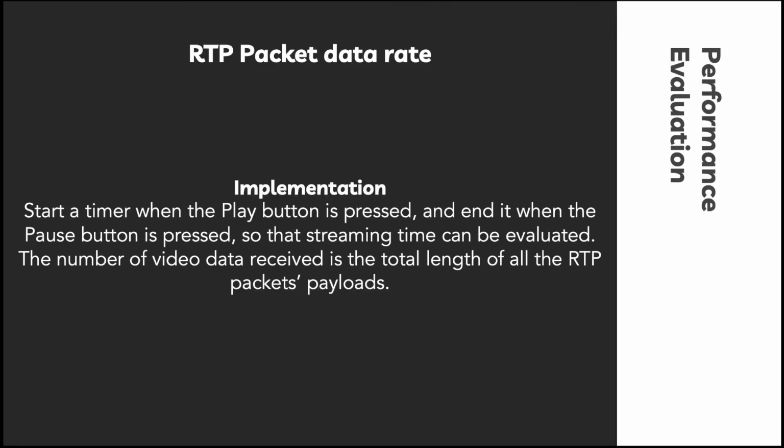Moving ahead, let's talk about the RTP packet data rate and how we'll implement it. For calculating the data rate, we'll first start the timer when the play button is pressed and end it when the pause button is pressed, so that streaming can be evaluated. Now we'll show the data rate once the pause button is pressed. The amount of video data received is the total length of all RTP packet payloads.